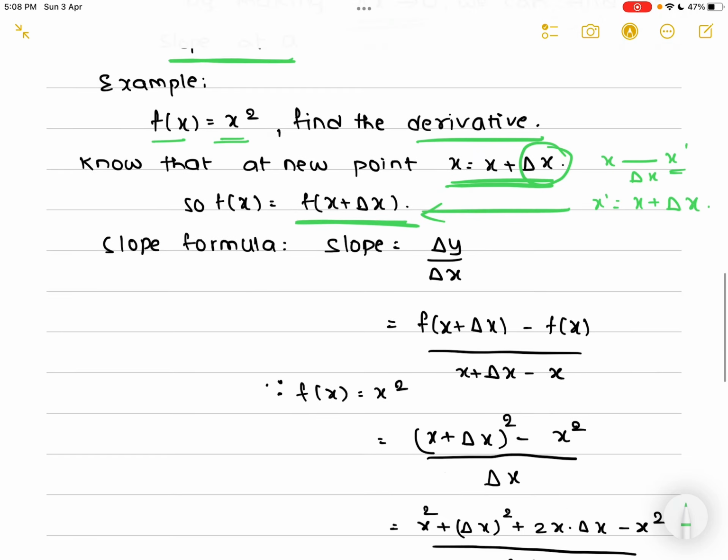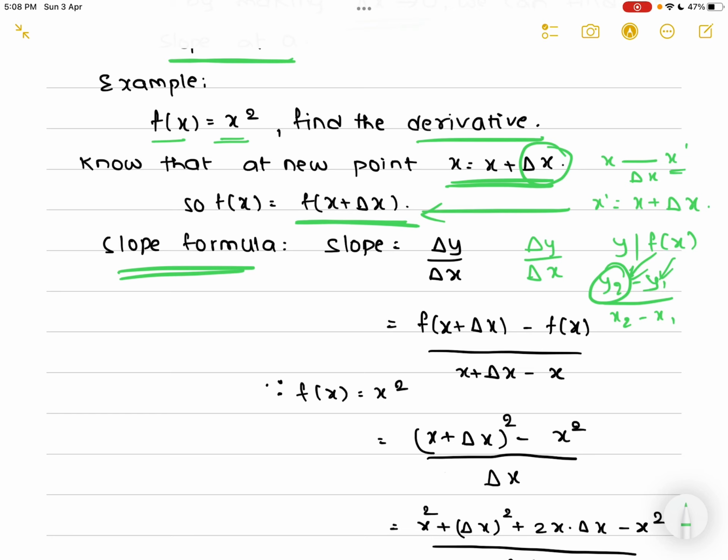Okay, so put this in the slope formula, which is delta y by delta x. Delta y, or y, is nothing but f of x. So delta y will be y2 minus y1, and delta x will be x2 minus x1. So put f of x in y2 and y1, which is f of x plus delta x, the new point x dash, minus f of x, which is our original x, divided by x plus delta x, x dash, minus x.